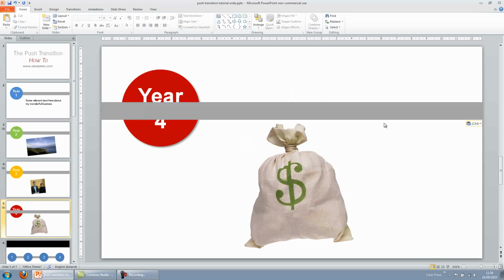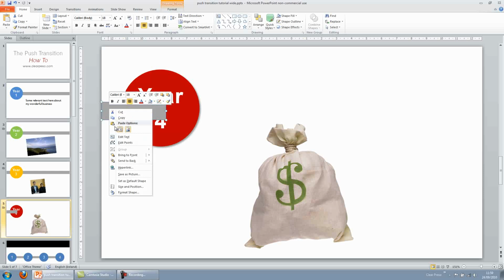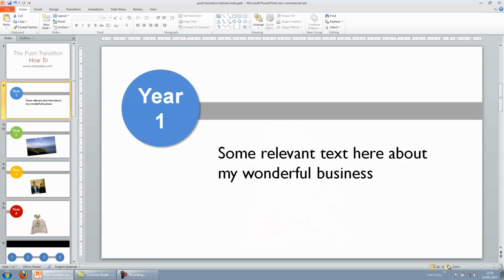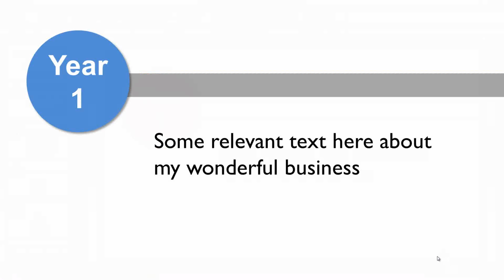But this is where the timeline ends. So we're going to make our rectangle end behind the year 4 bubble. So let's send that to the back. So let's take a look at how it looks from the beginning to the end.